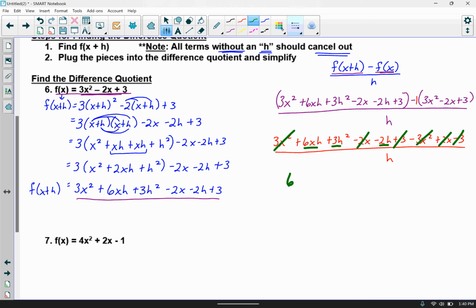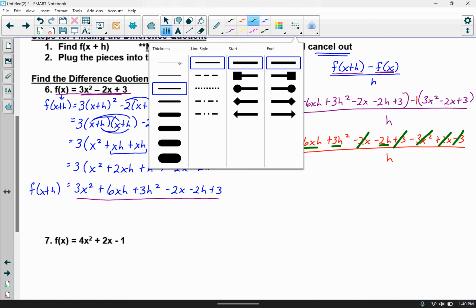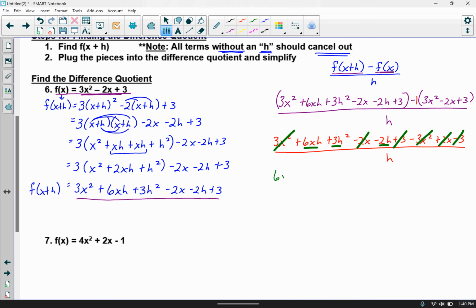I've got 6xh plus 3h squared minus 2h, all divided by h. There's a couple ways you could do this. You could factor out the h up top, because all three of those terms have an h in common. So I'm just going to factor it out. What I have left over then is 6x plus 3h minus 2, all divided by h.